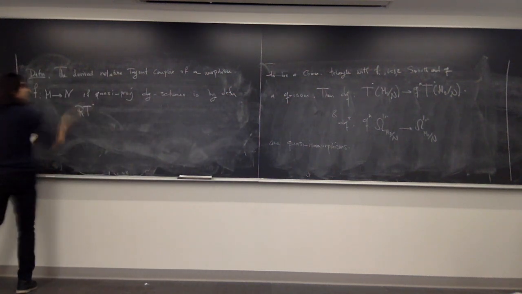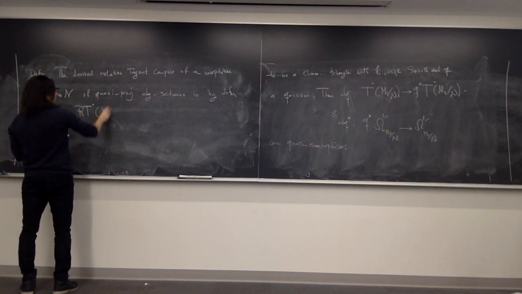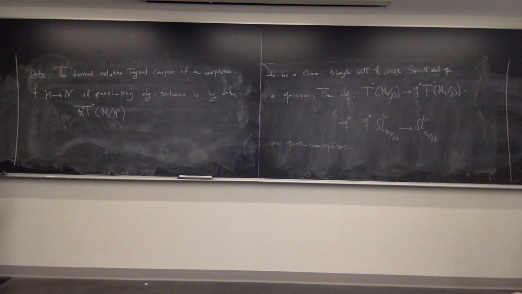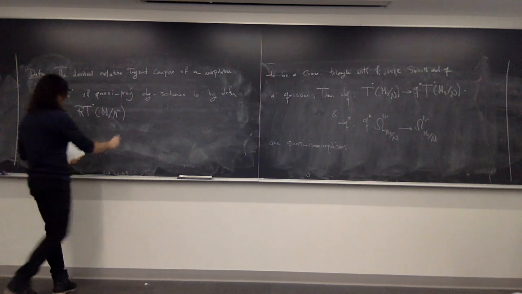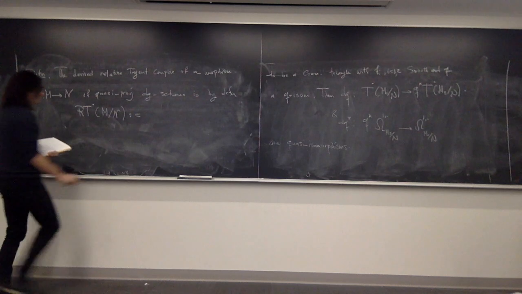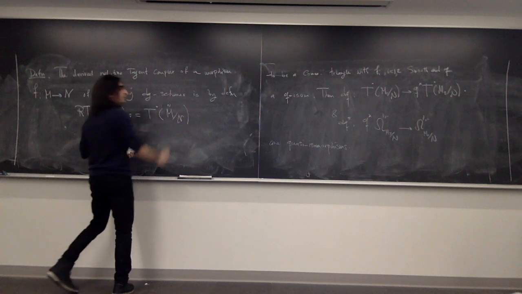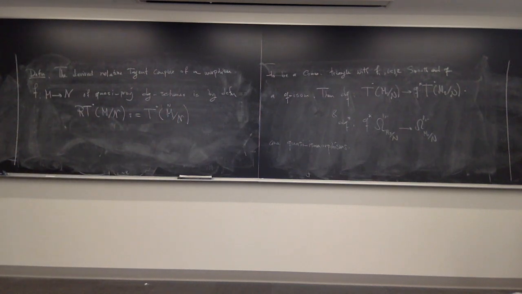basically the derived DG tangent sheaf of M over N. And what does the derived DG tangent sheaf mean? Well, by definition, the derived DG tangent sheaf of M over N is the DG tangent sheaf of the resolution of M over N. This is why we need the resolutions. Okay? So every morphism will have a resolution. That's what it is.